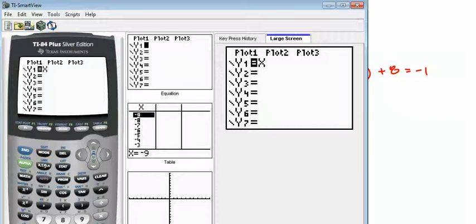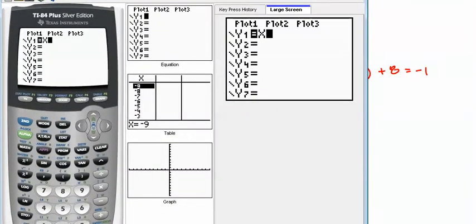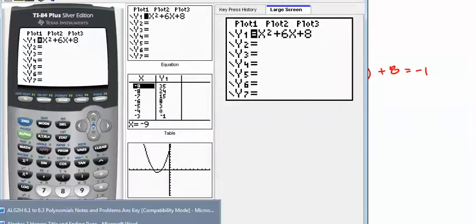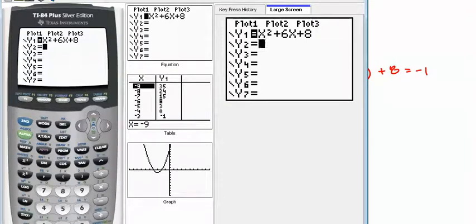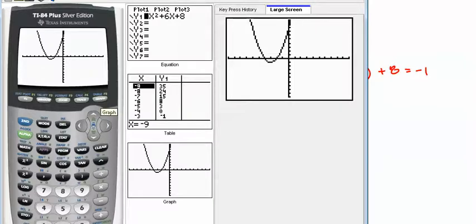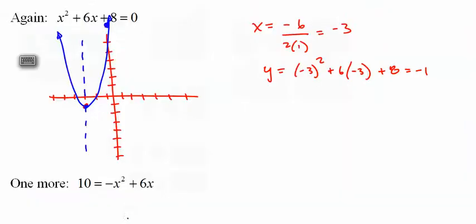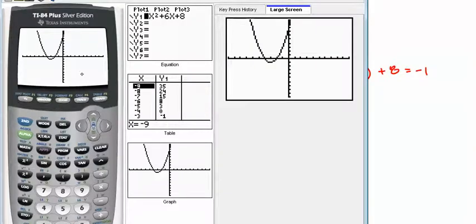So we have x squared plus 6x plus 8. We enter it. And then we graph it. It gives us that, which looks a lot like the question we're looking at. So the question is, how do we find those roots? And it's actually pretty easy.